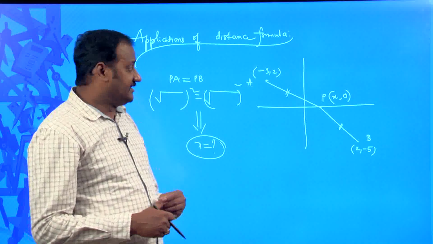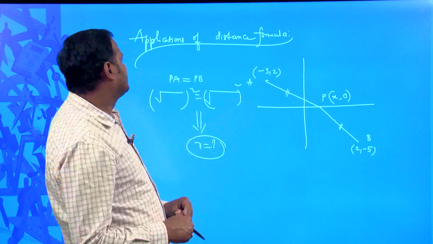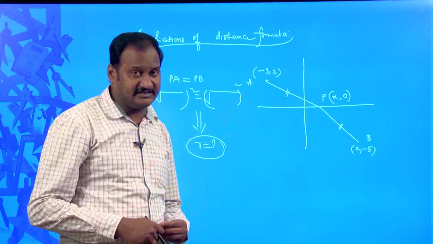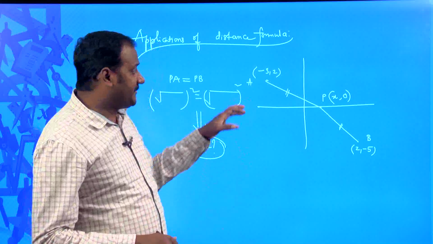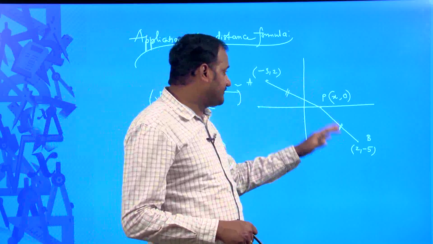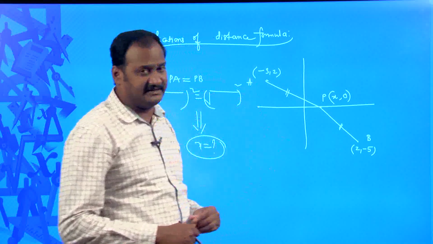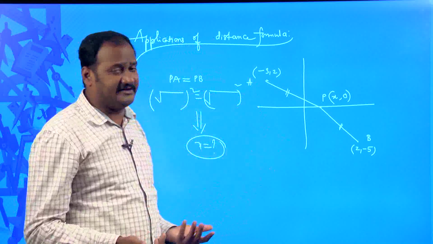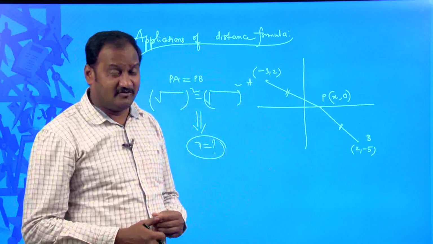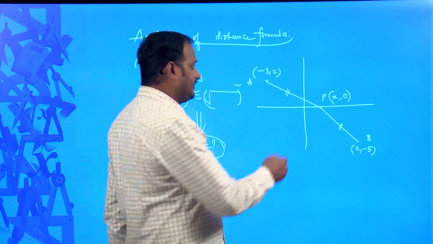Hope you understand. So, this is a very important concept, a very important application of the distance formula, right. Find out a point on the x axis equidistant from 2 points like (2, -5) and (-3, 2). Like that, you will be given one more problem, like find a point on the y axis, anywhere on the y axis.